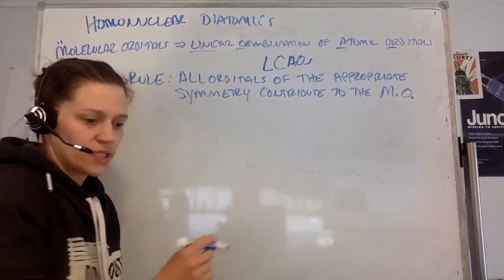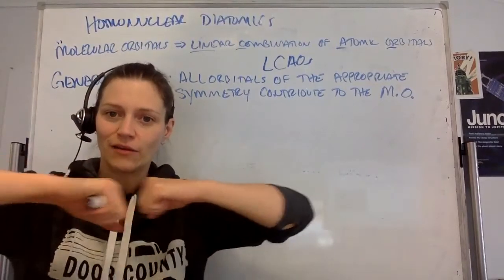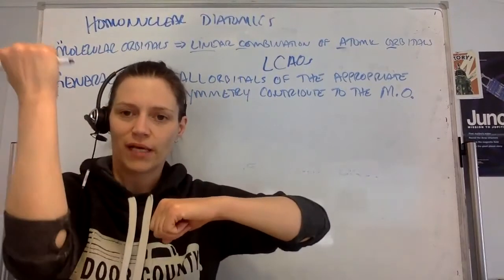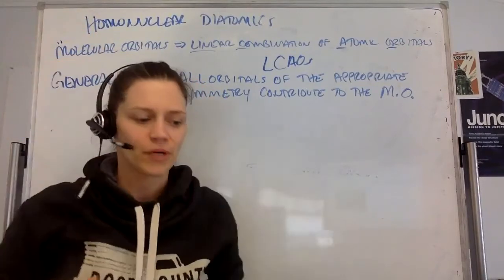So I'm going to give you an example. You already know this: the p orbitals add together like this, the ones that overlap. An x orbital and a z orbital don't overlap, so you know that they don't form a bond.